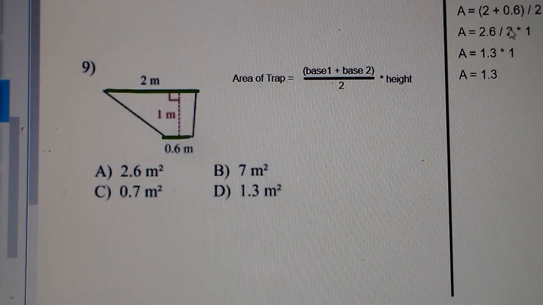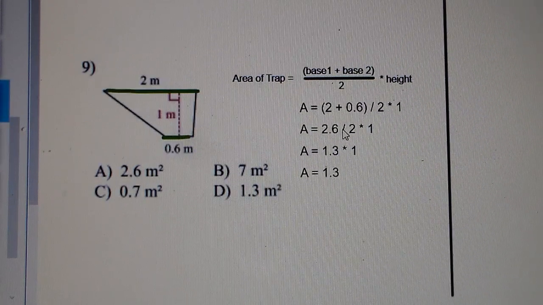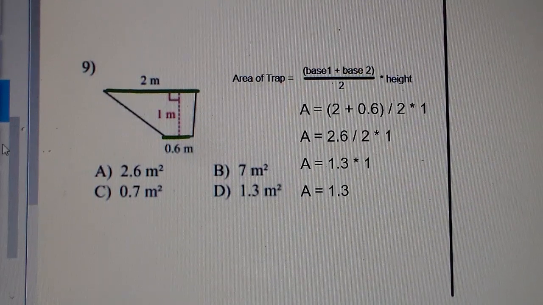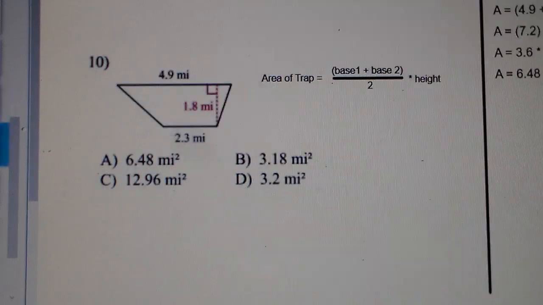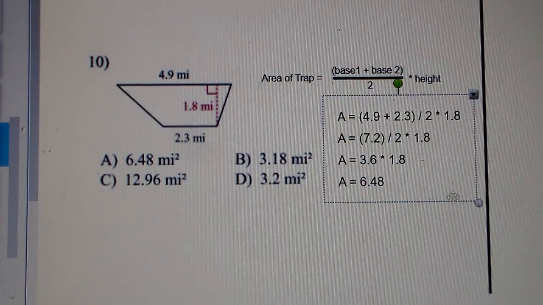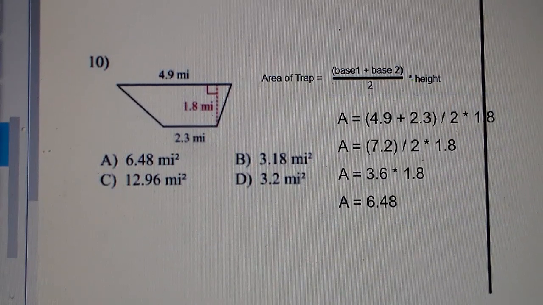And here's the work. We substitute it in and we simplify, and we get an area of 1.3. Number 10. And here's the work for that. Like, an answer of 6.48.